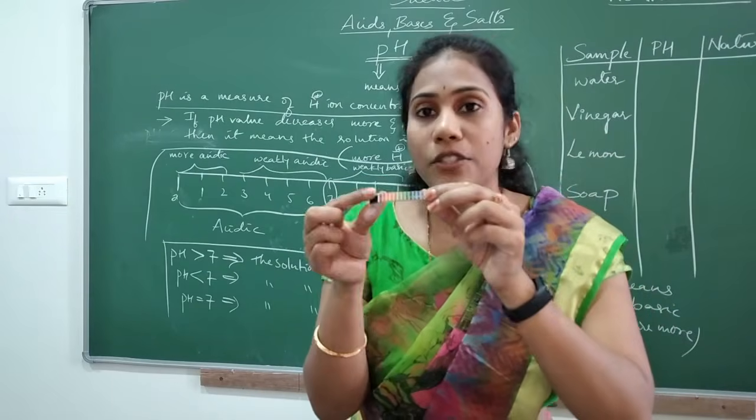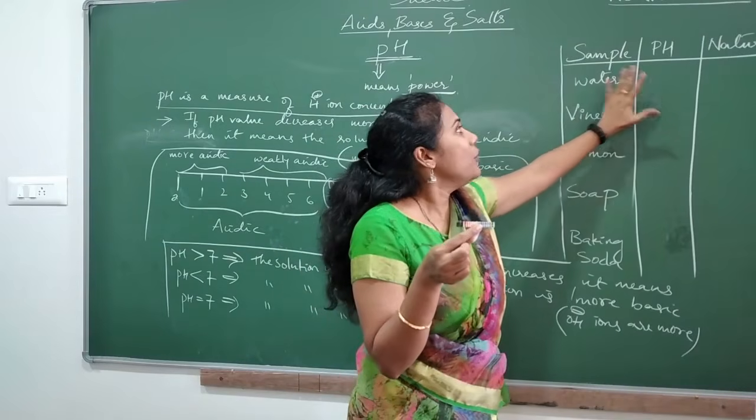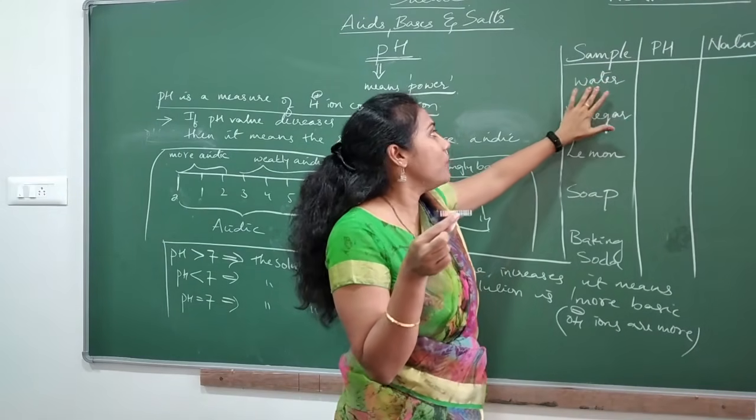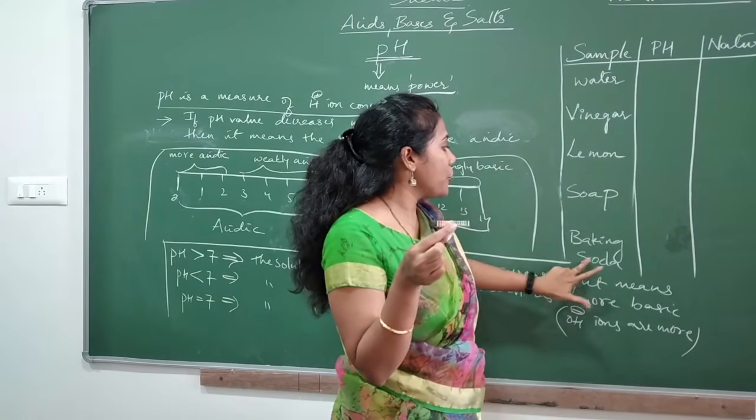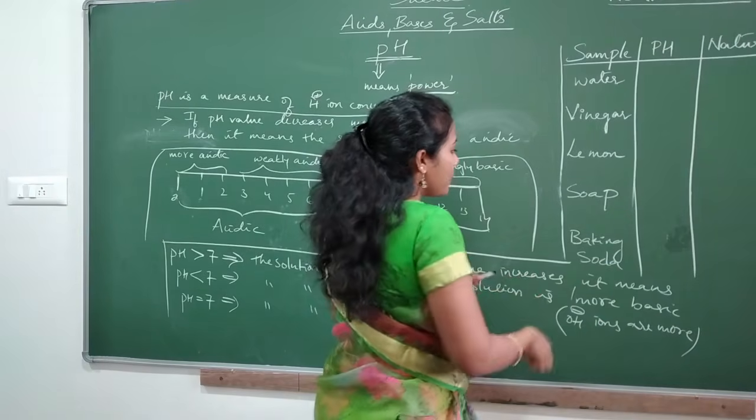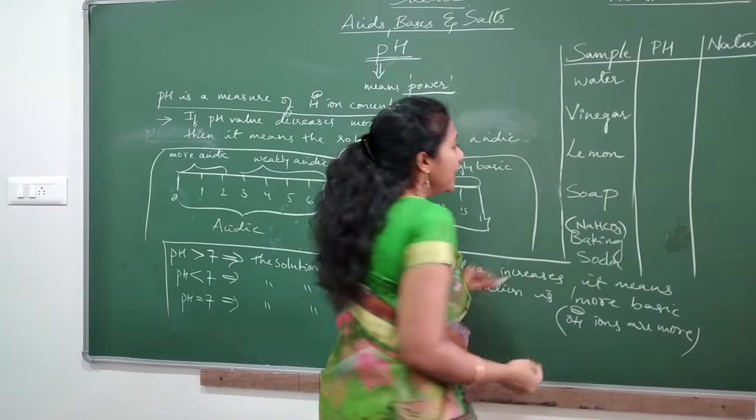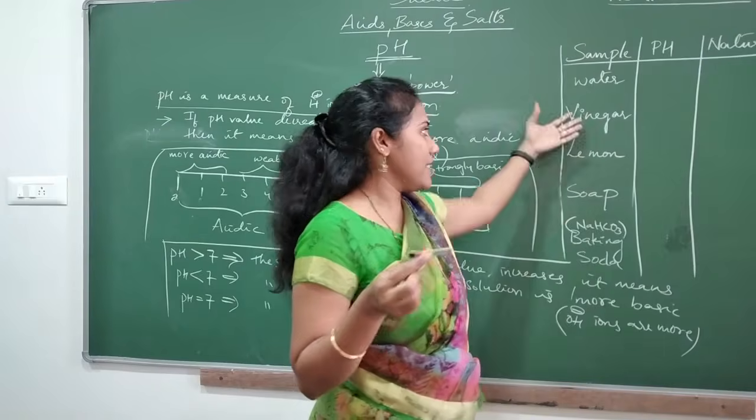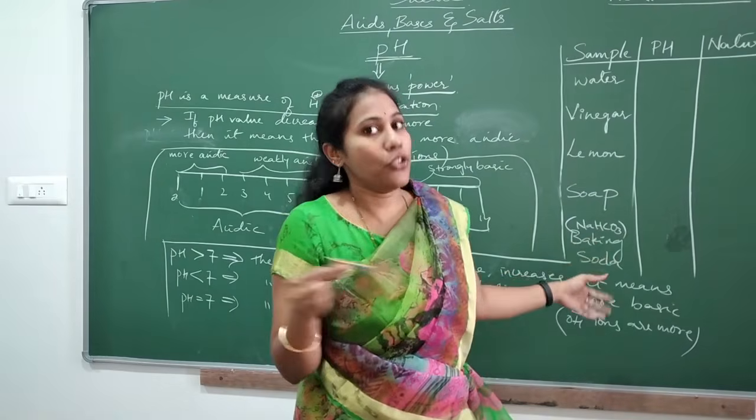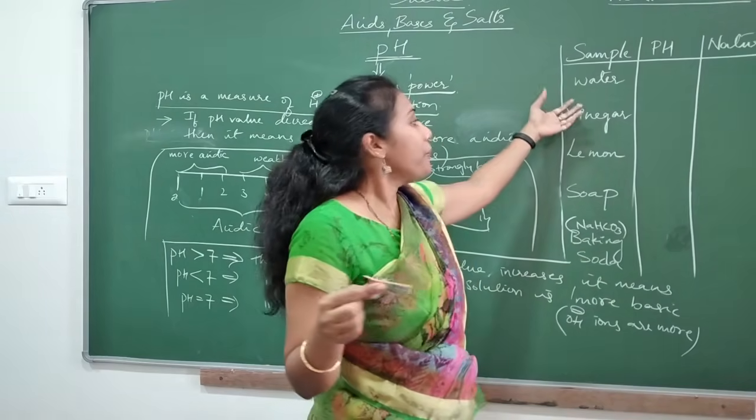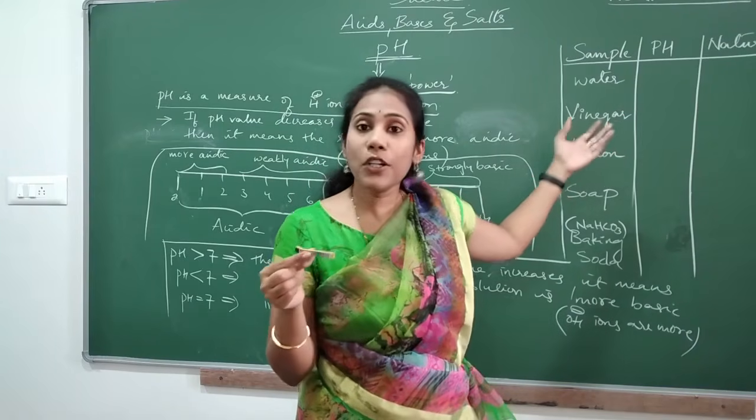Now I will bring the solutions. I have water, plain water. First I will check the pH value of plain water. Later I have vinegar, I have lemon juice, I have soap solution, and we also have baking soda. What do you mean by baking soda? Baking soda means NaHCO3. Okay, now let us check whether they are acidic or basic. If they are base, let us also decide whether it is a strong base or weak base. If it is acidic in nature, let us decide whether it is a strong acid or weak acid.